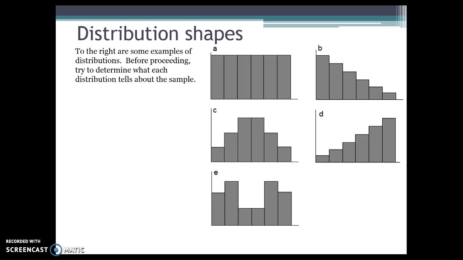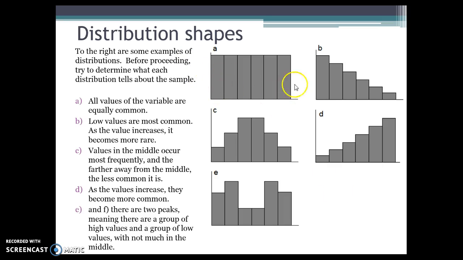All right, so this is what we see. For this one, part A, all of the values of the variable are pretty much equally common. This is what you might see if you're rolling a dice a bunch of times, where you have the same number of 1s as 2s as 3s. For B, most of the observations are low and fewer of them are high. D is the opposite. Most of them are high and few of them are low. And the lower the value is, the less common it is. We already talked about C.